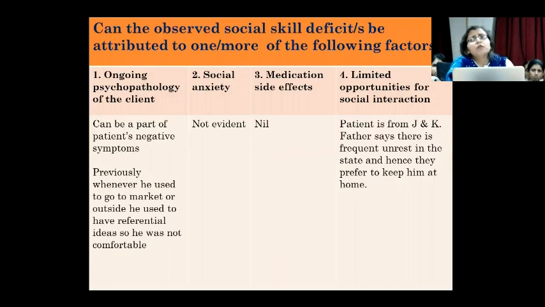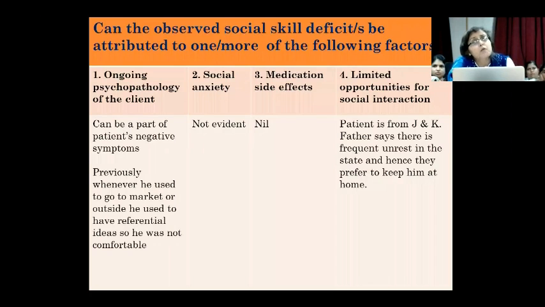There's one more component which we spoke about previously, about non-skill factors. Can the observed social skill deficits be attributed to one or more of the following factors? Non-skill factors including the ongoing psychopathology of the client, social anxiety, any medication side effects, and limited opportunities for social interaction. Ongoing psychopathology, for this client, can be a part of the patient's negative symptoms. Previously, whenever he used to go to the market or outside, he used to have referential ideas, so he was not very comfortable. Social anxiety was not evident. Similarly, there were no medication side effects.